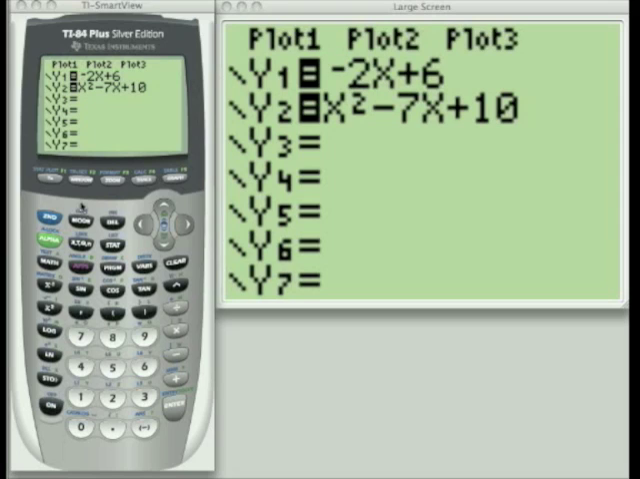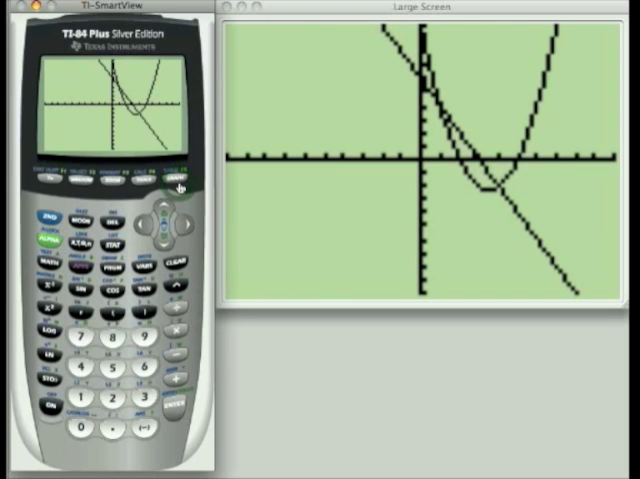As with all the other parts that we've been doing, we're going to use the same two equations. The first one being the linear equation, y equals negative 2x plus 6, and the second one being the quadratic equation, x squared minus 7x plus 10. And if I hit graph, this is what they look like. So just stay tuned and we'll get started.